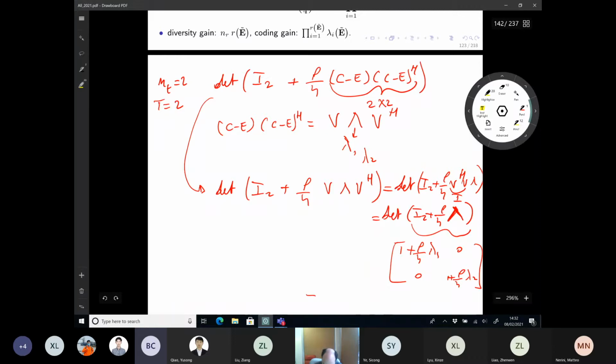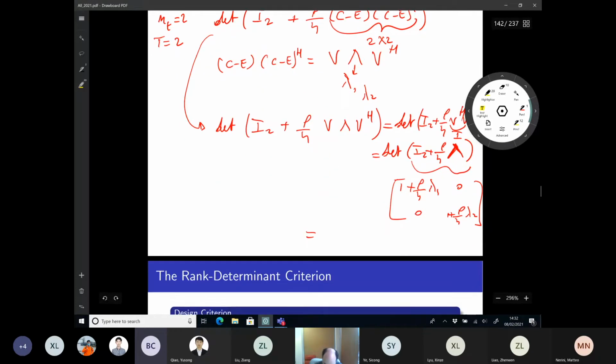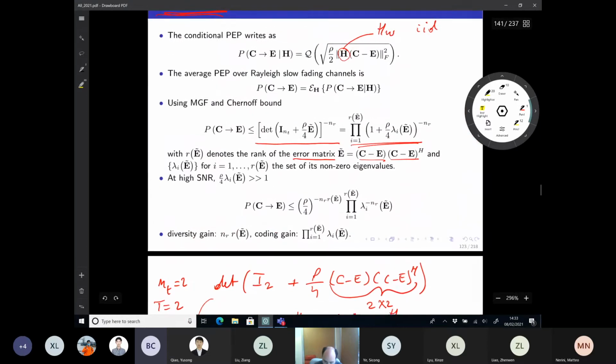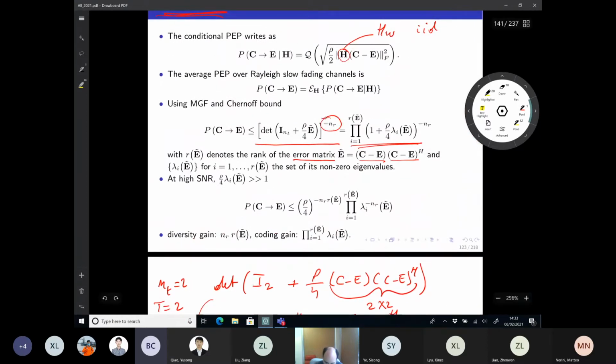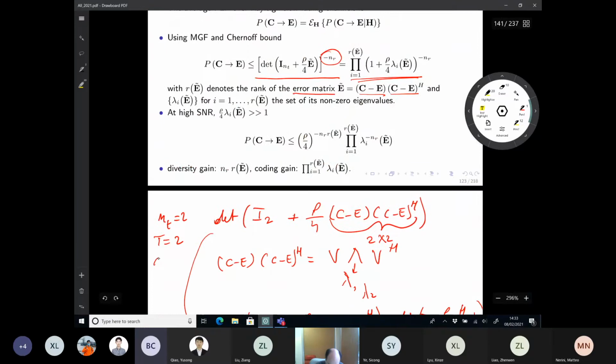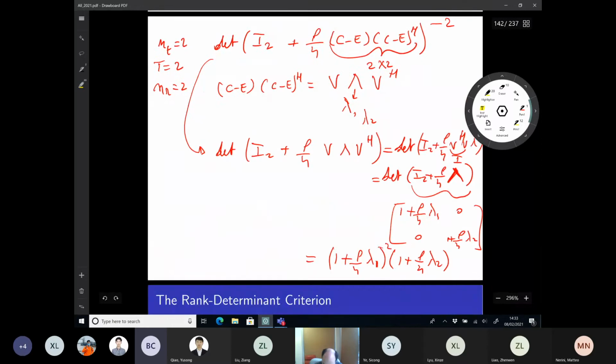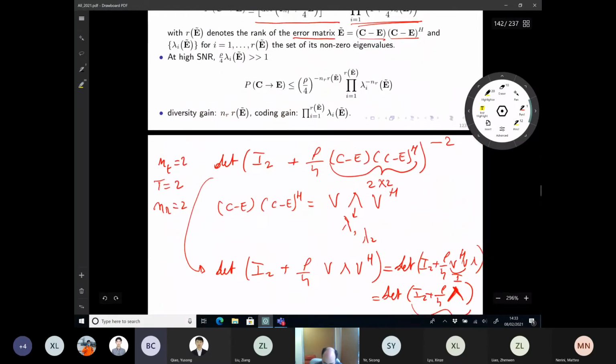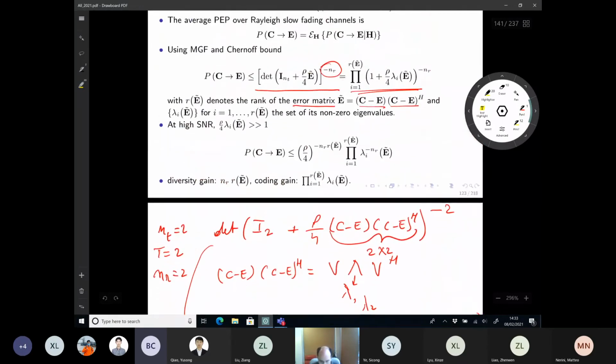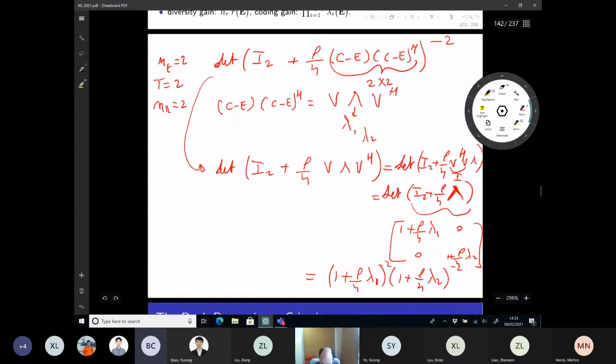And I take a determinant of this, that's the product of the diagonal entries. So I'm going to have 1 plus rho over 4 lambda 1, times 1 plus rho over 4 lambda 2. Okay, so this is exactly what we have here. Now you have the minus N_R here. So imagine you have two receive antennas, so you're going to have here a minus 2, and here you're going to have a minus 2. Okay, so this is what it means.